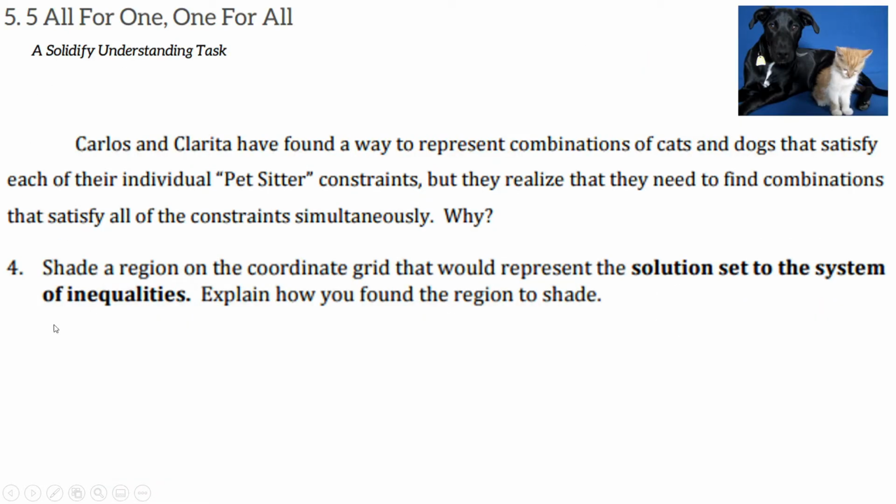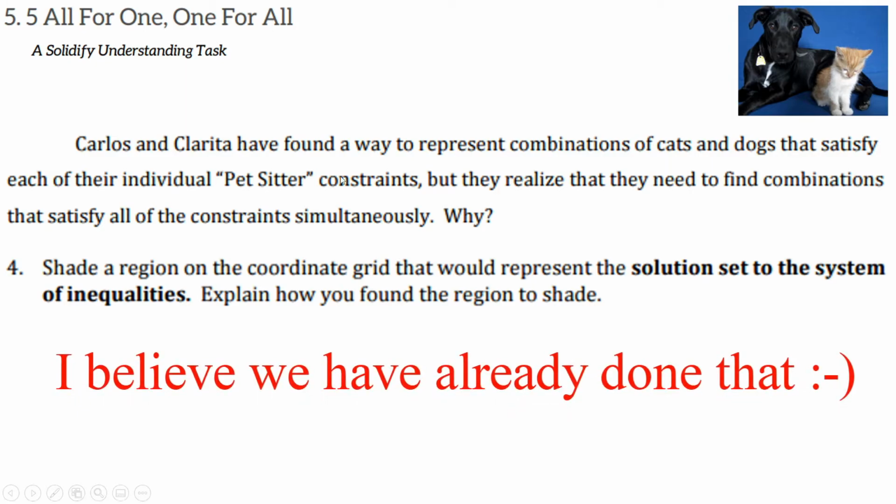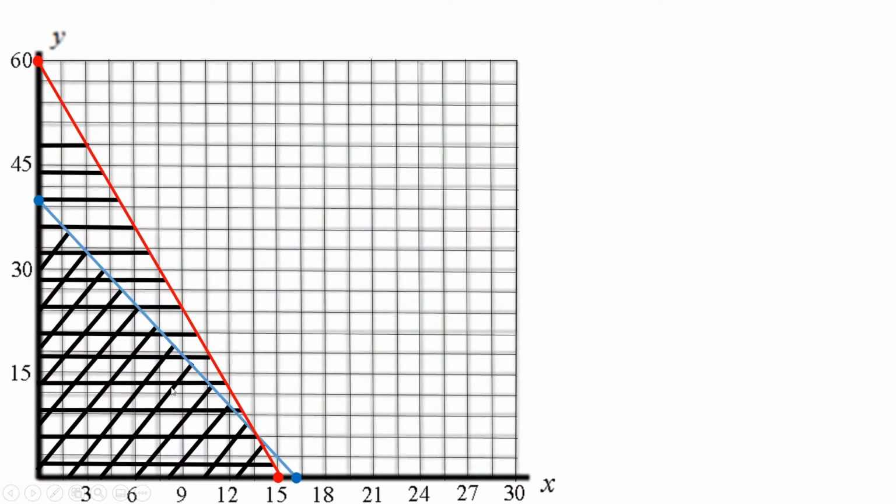All right, number 4. Shade a region on the coordinate grid that would represent the solution set to the system of inequalities. Explain how you found the region to shade. We already did that to answer number 2 and number 3. Yeah, there it is right there. So this double shaded region down here, that's called a feasible region because it meets both constraints.